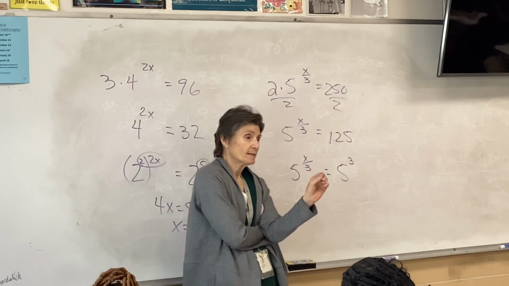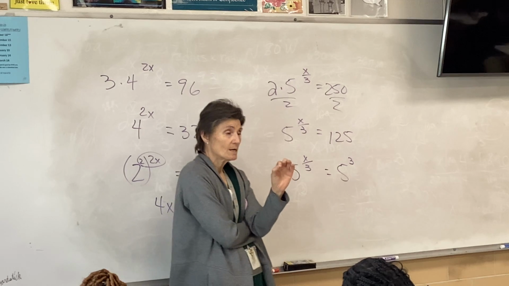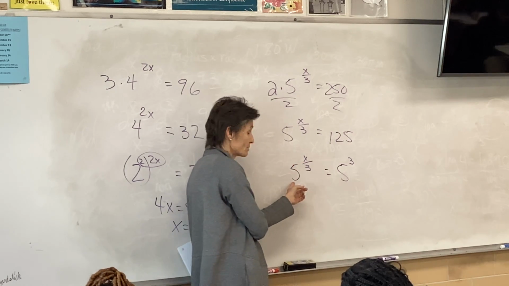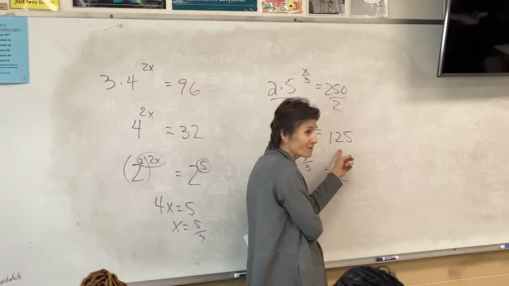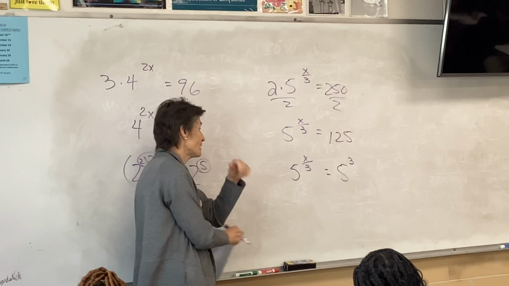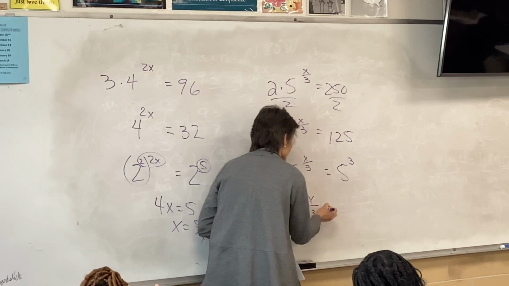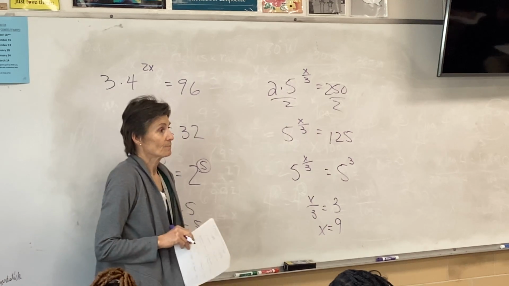Remember, I just got done telling you, you're always gonna be able to get a common base if you don't have a calculator. So since this is a 5 and there's not much you can do with a 5, start playing around with 125. How many 5s is it? It's 5 times 5 times 5. So x over 3 equals 3 and x equals 9 is our answer.